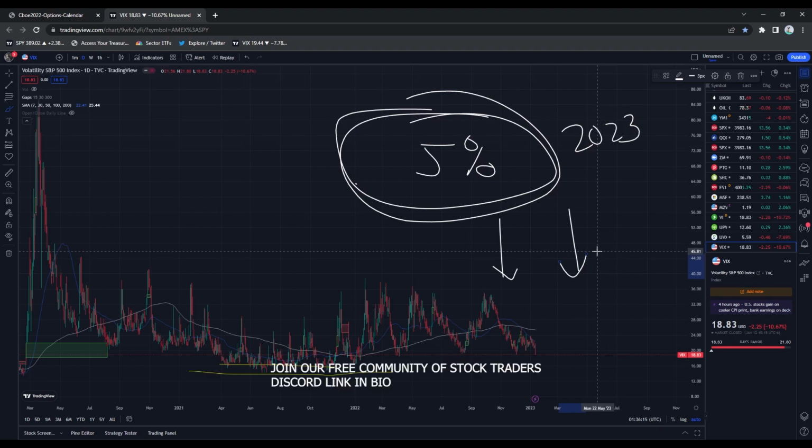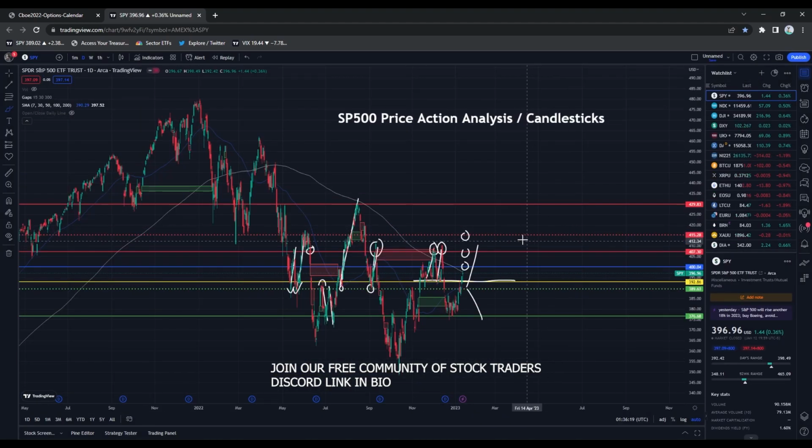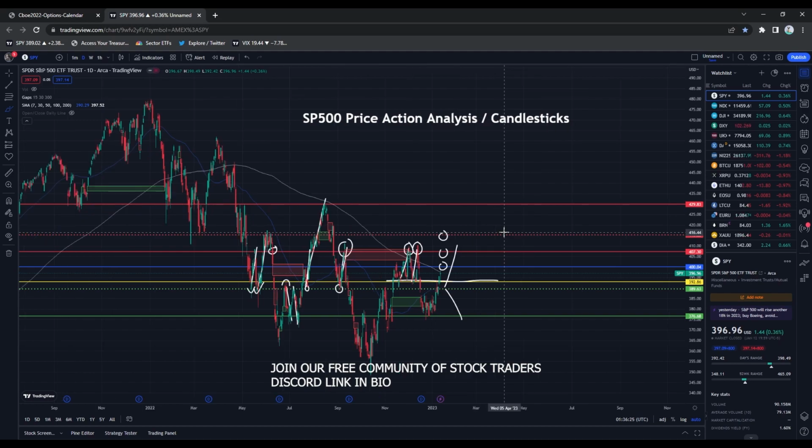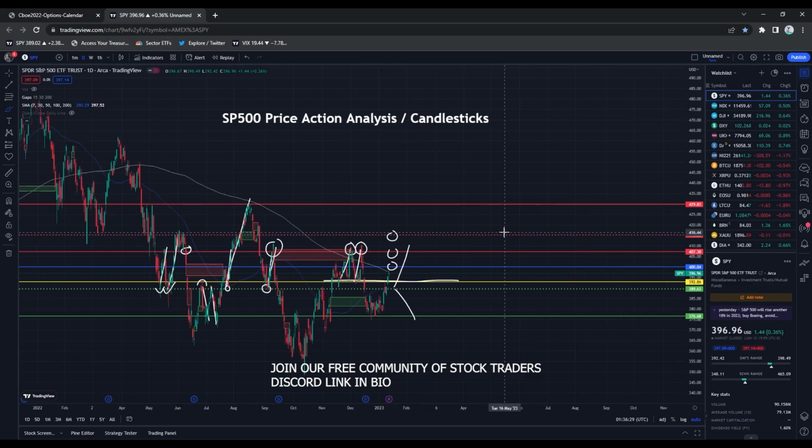So right now I'm still bearish. The market is pushing higher. Like I said, look for these levels at 400, 407, and 415. And we'll see how things trade into earnings season, which is the end of January, early February. And then, of course, we have the FOMC meeting on February 1st.